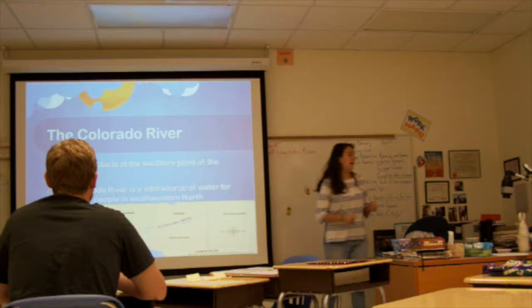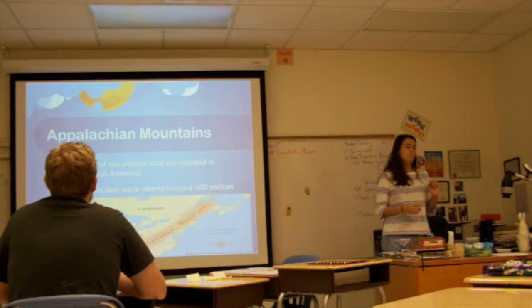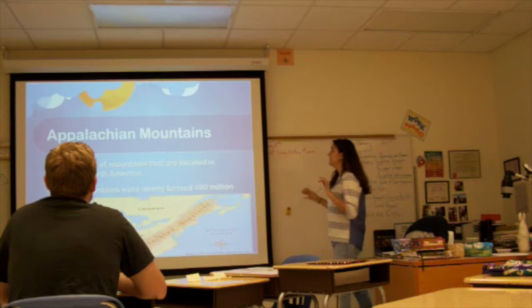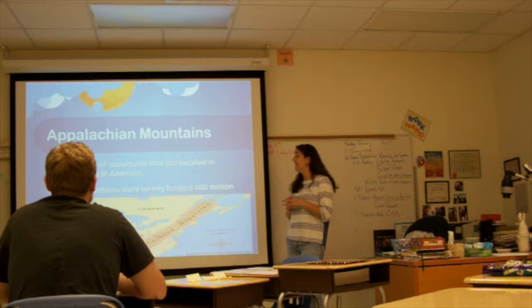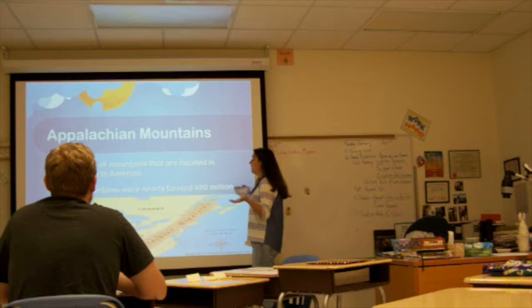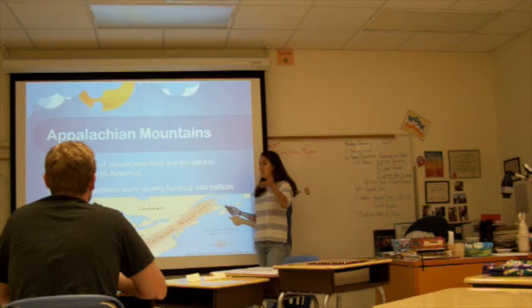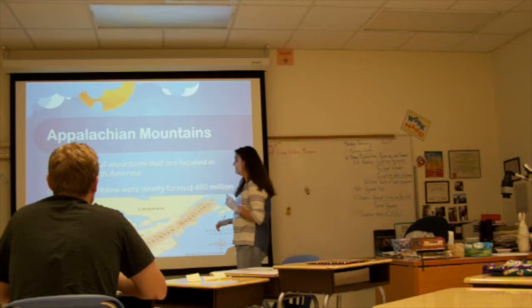Great. Okay, now we're moving on to the Appalachian Mountains. This is a system of mountains that are located in eastern North America. These mountains were formed nearly 480 million years ago. Wow, that was a long time ago. Right? That's a really long time. And does anybody know what maybe happened 480 million years ago? Dinosaurs. Possibly. That's a good guess.